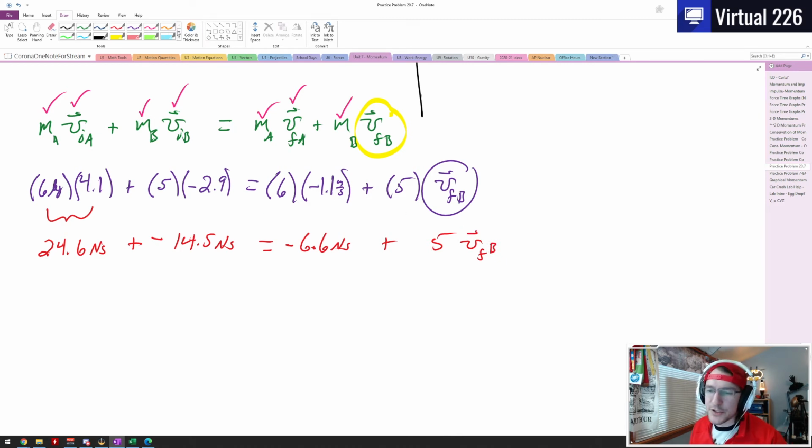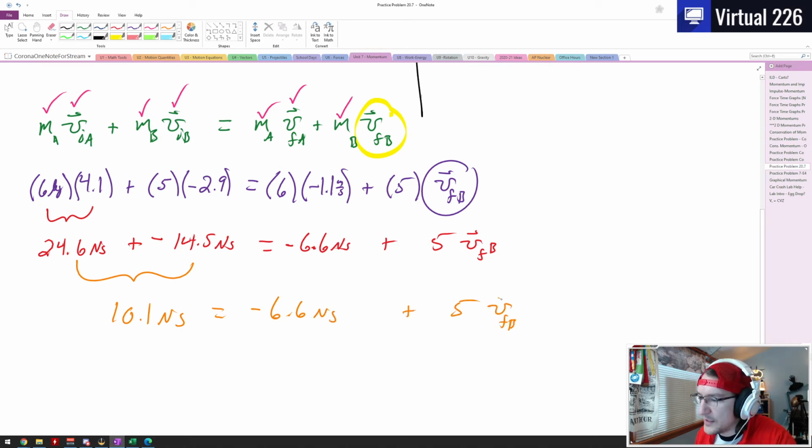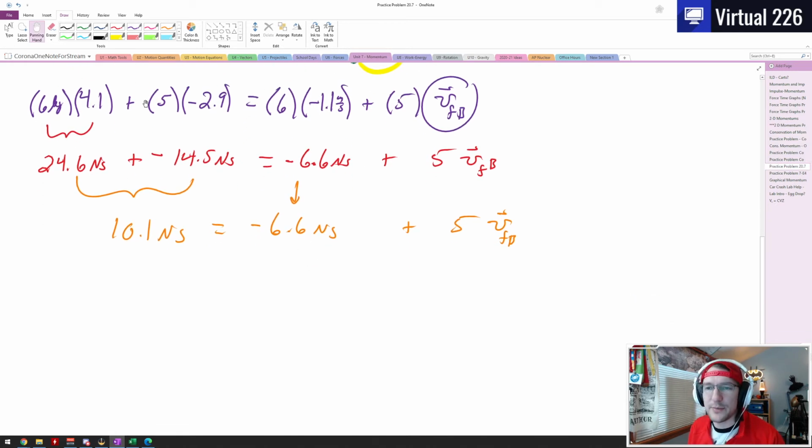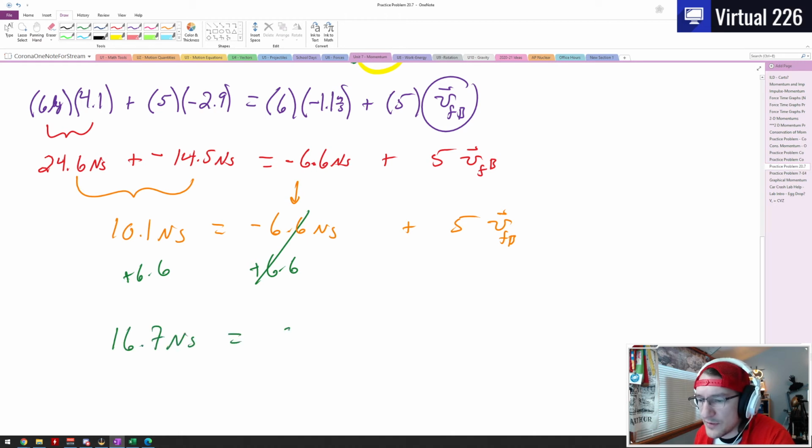So at this point, let's just combine more stuff together. Let's do the 24.6 minus 14.5. That's going to give us 10.1 Newton seconds equals negative 6.6 Newton seconds plus 5 VFB. And you see here, I am still rewriting everything. I'm bringing everything down because I don't want to make a silly math mistake and wonder why I got the problem wrong. So we add the 6.6: 10.1 plus 6.6 is 16.7 Newton seconds equals 5 VFB.